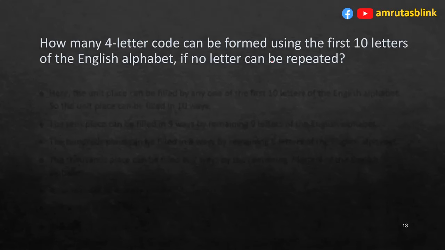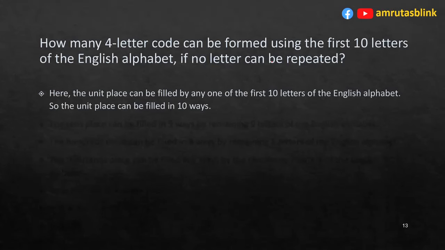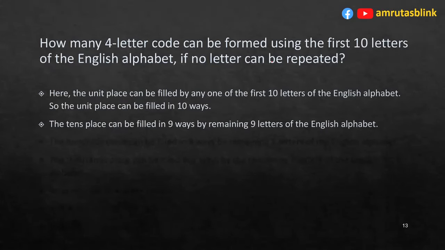How many 4-letter codes can be formed using the first 10 letters of English alphabet if no letter can be repeated? Now we need to create a 4-letter code out of first 10 letters of English alphabet. So let's say first place, that is let's say units place, can be filled in any of the 10 letters. So it can be filled in 10 ways. Now no letter can be repeated.